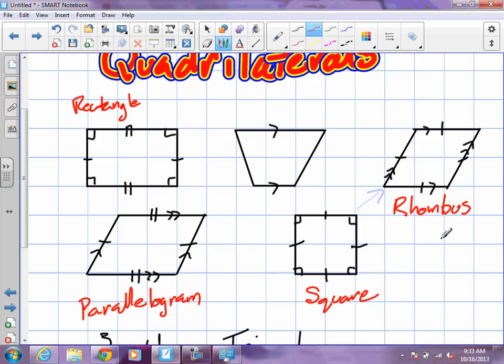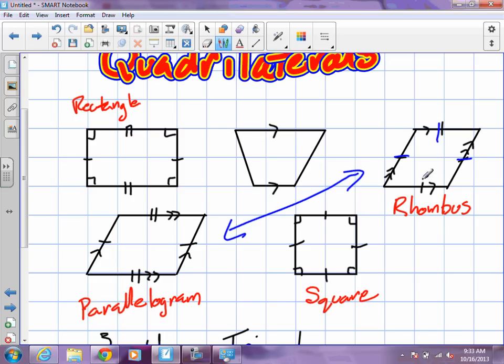So in order to be a rhombus and not a parallelogram, all the sides need to be the same length. It still follows all the parallelogram rules, but a parallelogram has a pair that are different than the other pair, which we don't have in a rhombus.